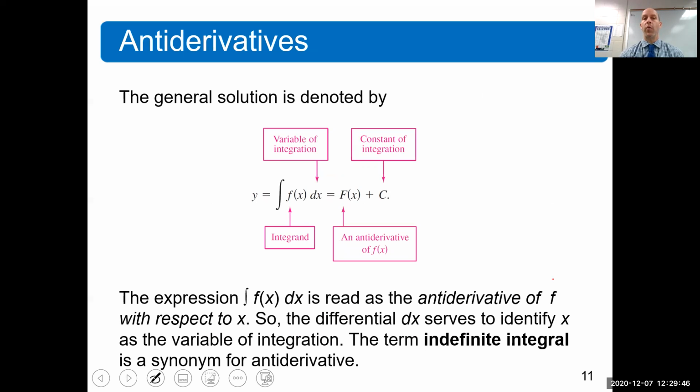So here's the formal notation that we use. We would say that y equals, and now we've got this integral symbol, f of x dx. So the dx tells us the variable that we're integrating with respect to, and then the integrand is simply the function that we're integrating. Capital F of x is what we call the antiderivative of f, and c is the constant of integration. This is called an indefinite integral and is synonymous with the antiderivative.